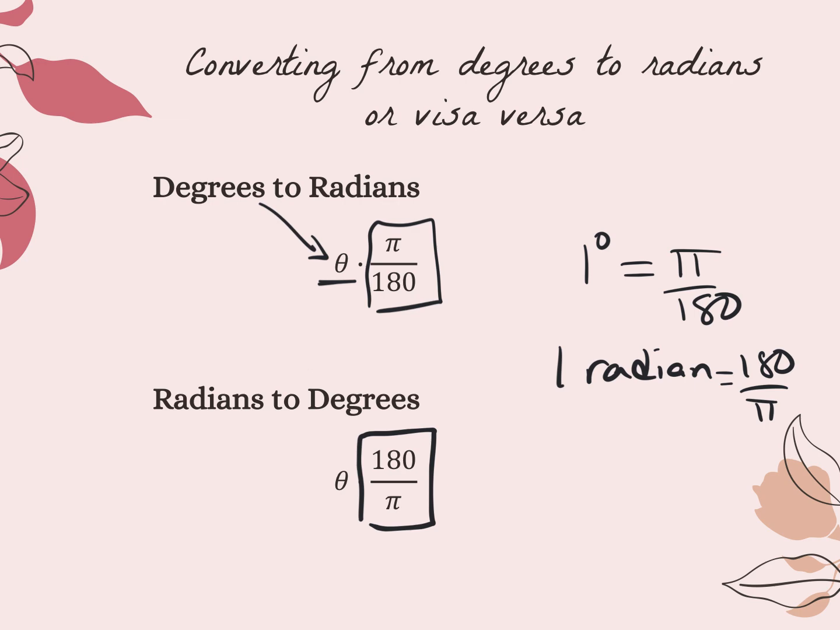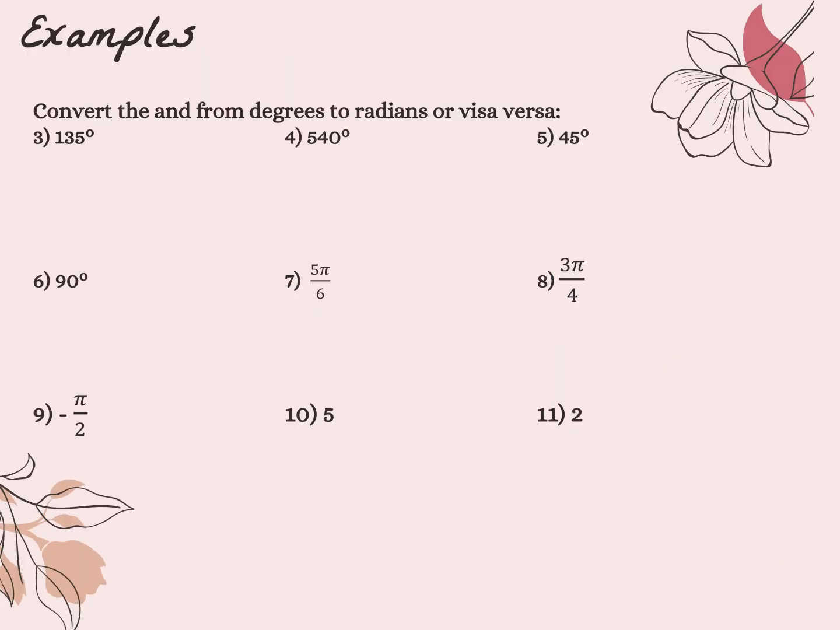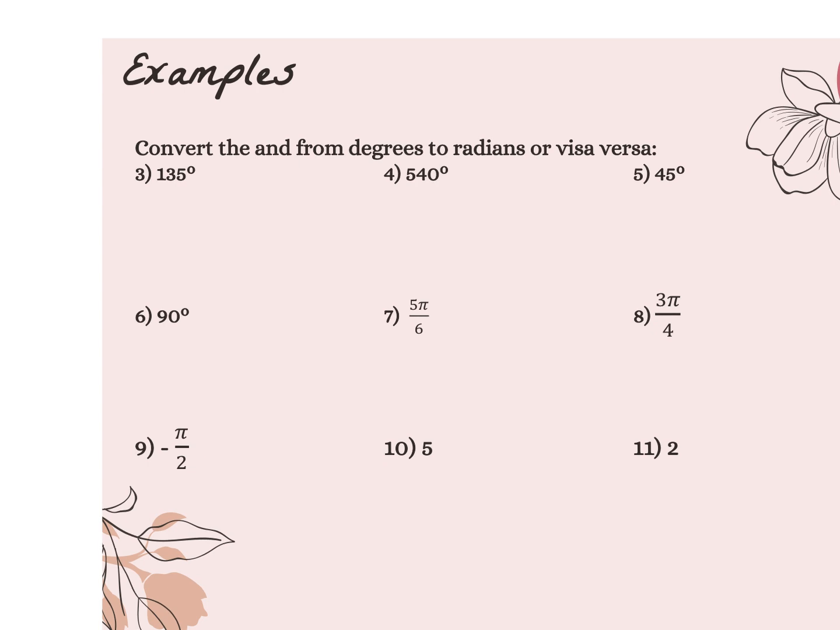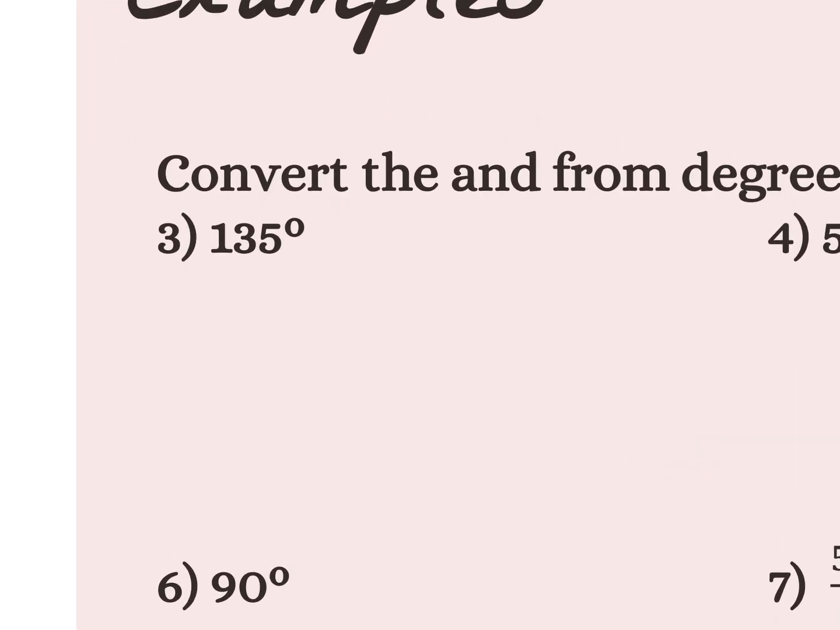So let's try some examples. It wants us to convert 135 degrees into radians. And again, you'll be doing this without a calculator. So we're going to take 135 and multiply it by pi over 180. I could put a 1 under here. I'm going to try to simplify this fraction. I can divide both of these by 45. This becomes a 3, and this becomes a 4. So 135 degrees in radians is 3 pi over 4.